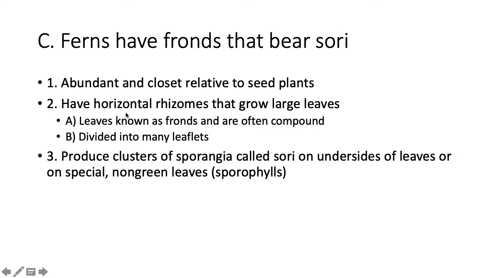They, again, don't have true roots. They have horizontal rhizomes, and from them they can grow very large leaves, and you'll see that on the next couple slides here. The leaves, we don't call them leaves, we call them fronds, and they're usually compound, which means they kind of match on either side. They can be divided into many leaflets, and on the underside of the fronds, you find these clusters, little dots, and those are the sporangia, called sori, and that is where the spores get released.